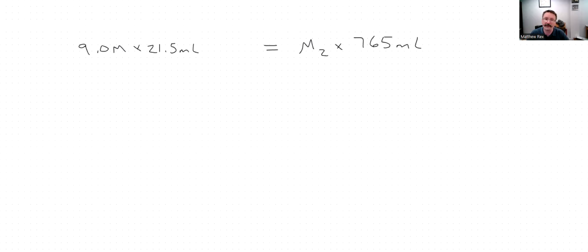So we have our M1 and our V1 given to us. We have our V2 given to us, and what we're trying to solve for is the M2. So if I do 9 times 21.5, I get 193.5, and technically this would be moles, because we have moles per liter times milliliters, so the volume terms cancel out, and then we divide both sides by that 765.